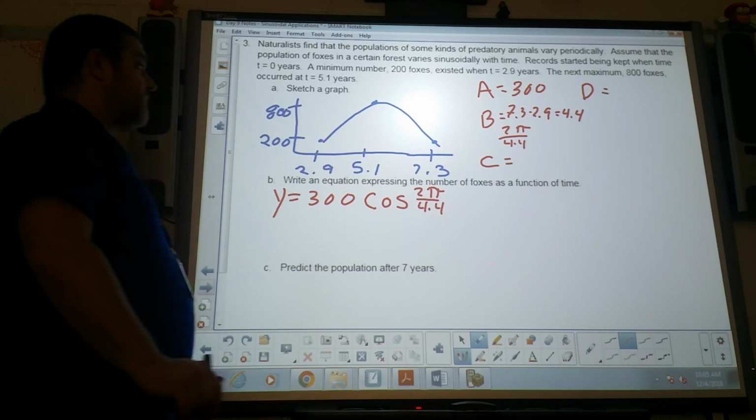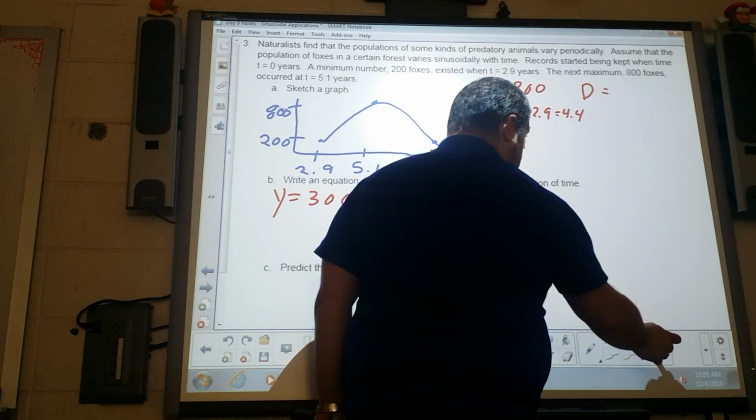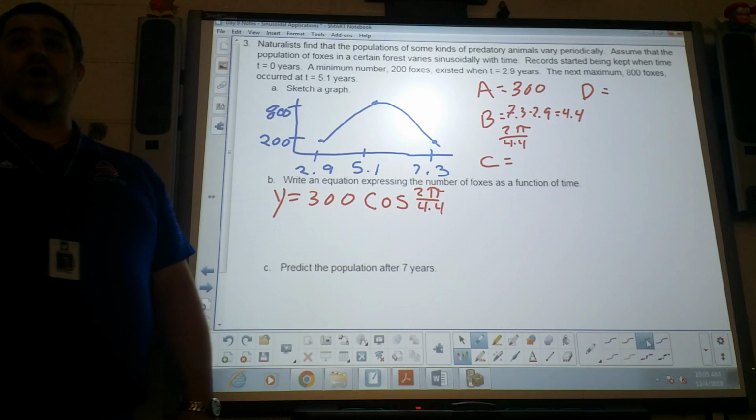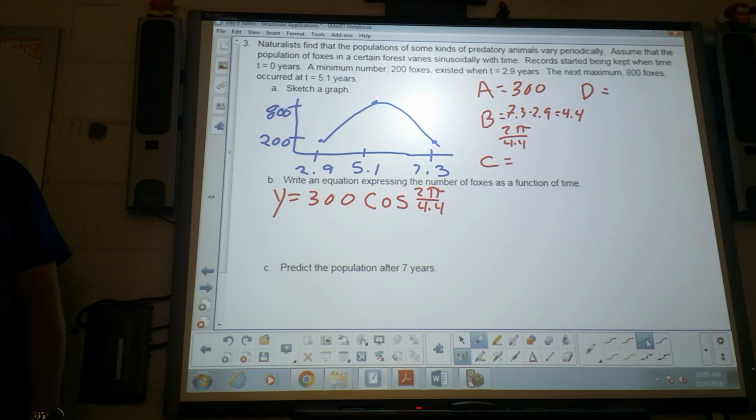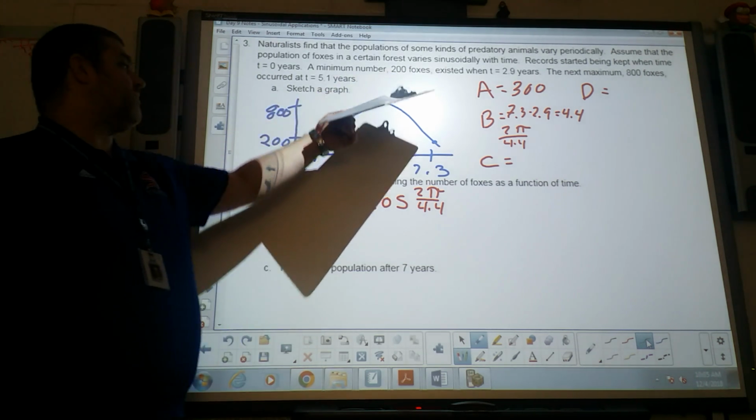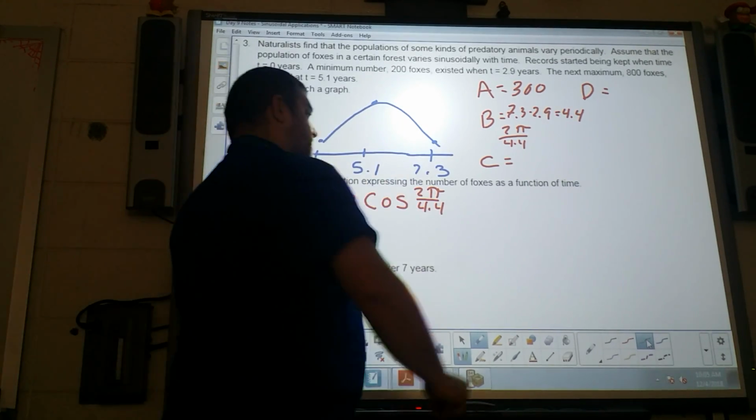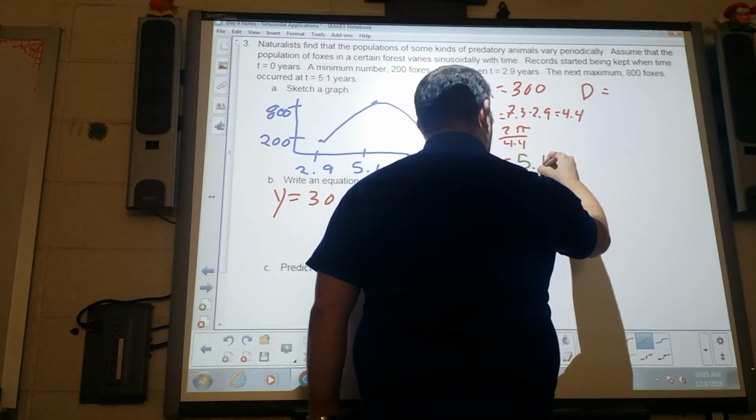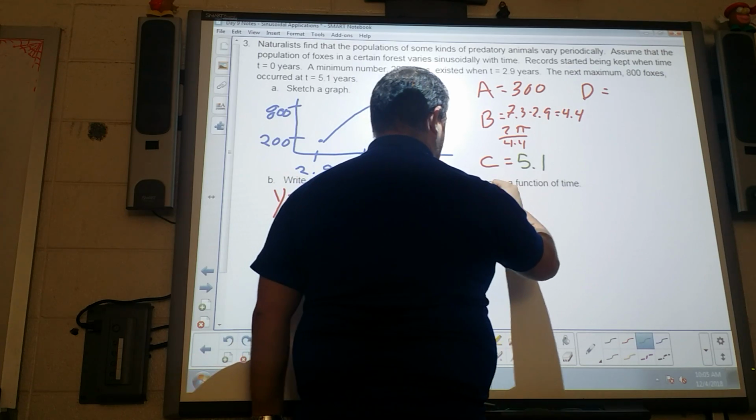From there, we've got to do a c value. Where does cosine start? At the top. Where is the top of this graph located? At 800, which is 5.1. So my c value is 5.1.